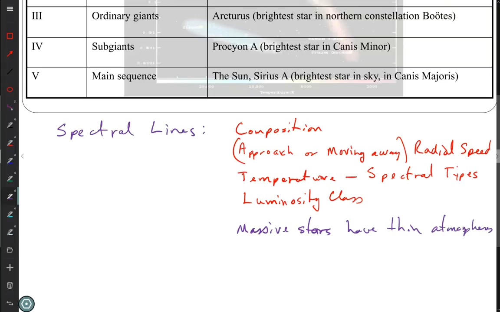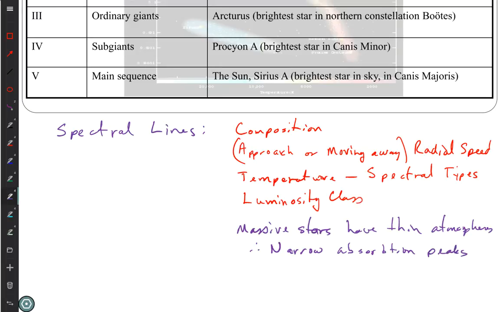If it's a thin atmosphere, then that means that the molecules don't collide with each other very much. When they collide, you end up having your spectral lines get fuzzed out. They become broader because of energy transferred in the collisions. So when you have a thin atmosphere, you don't have that broadening of the peaks, so you have narrow absorption peaks. So massive stars have narrow absorption peaks.